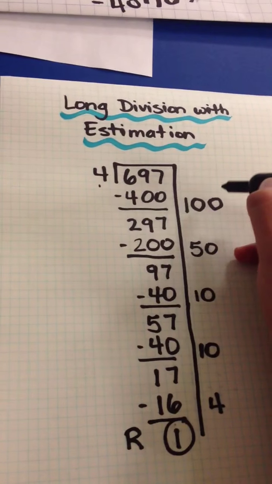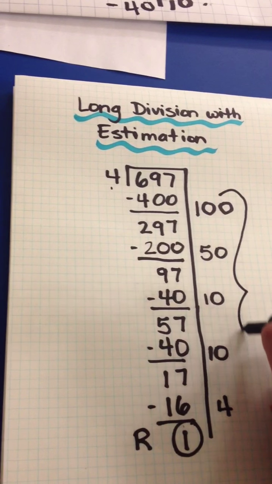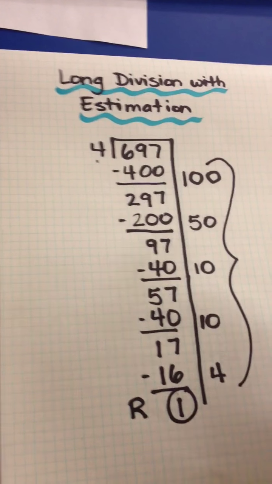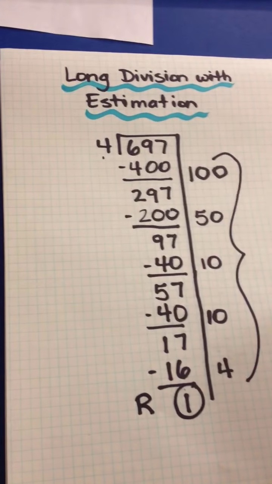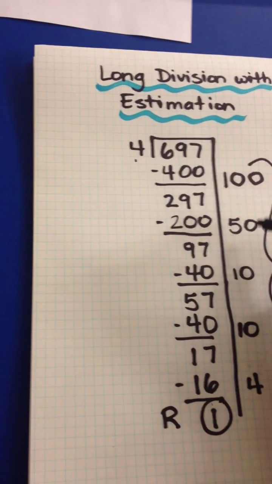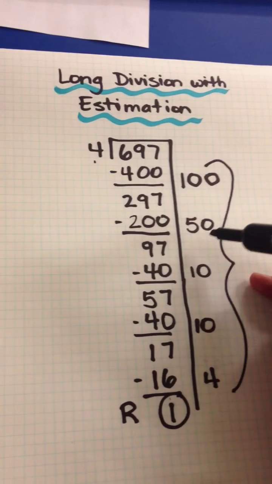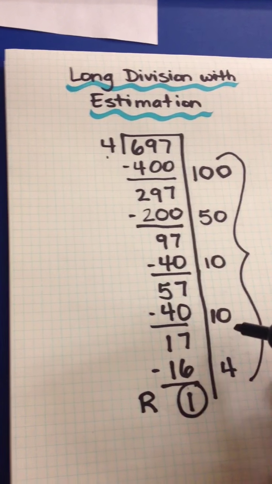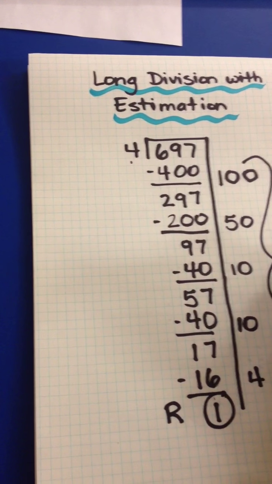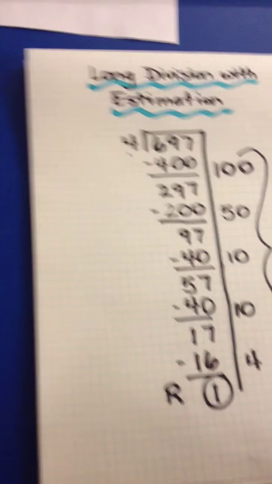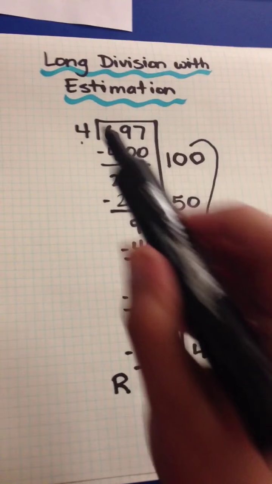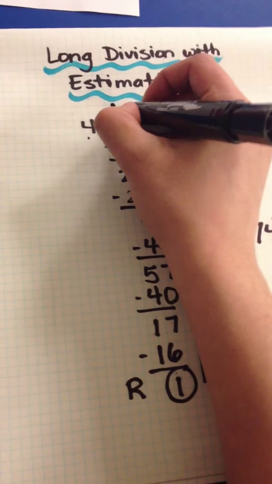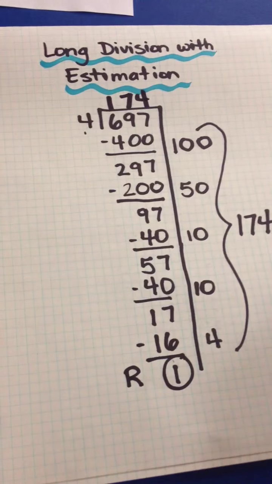Now, I need to take all of these estimations that I've made over to the side and add them up so that I know how many times in total I've divided 4 into 697. Well, 100 plus 50 is 150, plus another 10 is 160, plus another 10 is 170, plus 4 is 174. So I know that 4 divides into 697 174 times with a remainder of 1.